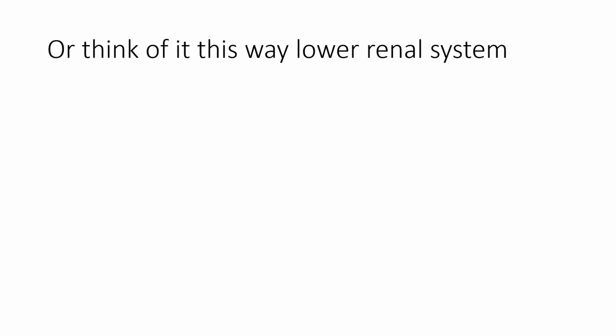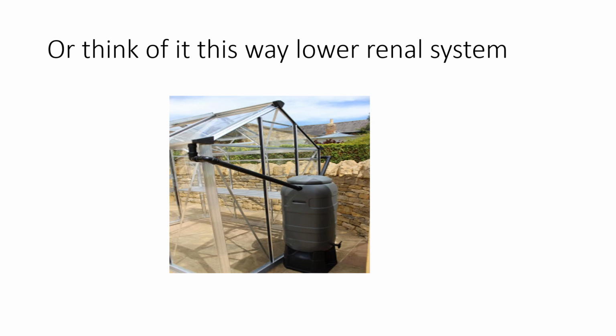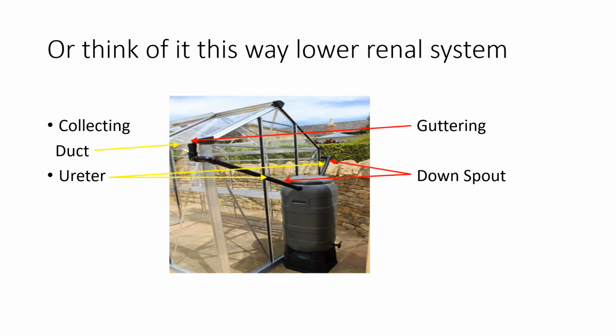So now we've looked briefly at the kidney, we're going to look at the lower renal system. So I'll relate this to my greenhouse. So here is your collecting duct. It's a bit like the guttering on the greenhouse roof here. The rainwater will hit the roof, run down into the collecting duct, into the guttering. So the urine produced by the kidney will end up in the collecting duct. From here, it will go into the ureter. This will take the urine produced down and eventually into the bladder. So the ureter is a bit like your downspout on your guttering.